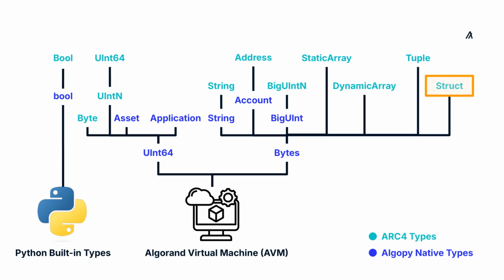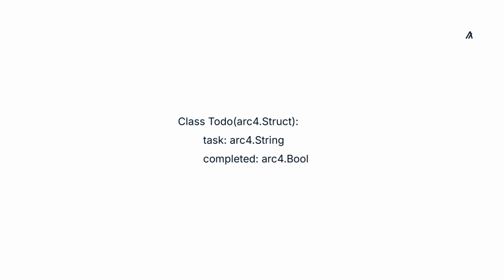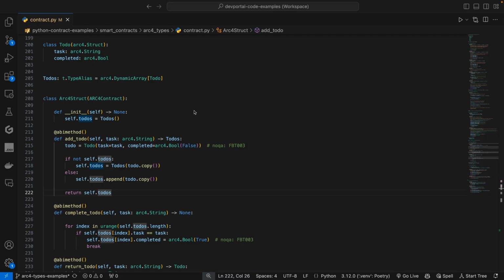ARC4 structs can store various data types that are mutable. ARC4 structs are great when you need to define a data set with different data types that can be changed. Let's go through this code example to learn how you can use ARC4 structs.